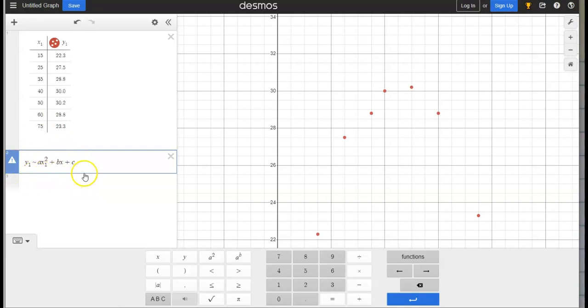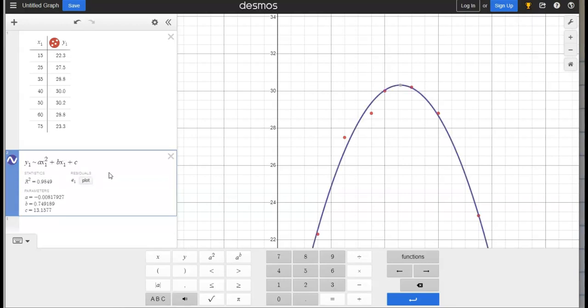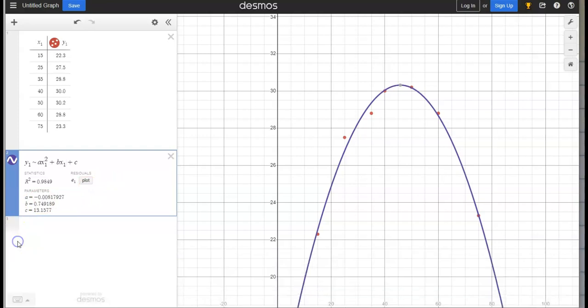Okay, let's see. It's not happy with what I typed, so something is wrong. Look what's wrong. I didn't put a subscript 1 on that x. So if it's not working for you, chances are very good you did not type something correctly. Now, boom, there is my parabola. That's my quadratic equation graphed. Isn't that beautiful?